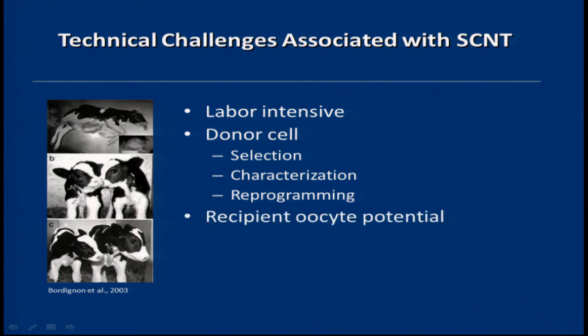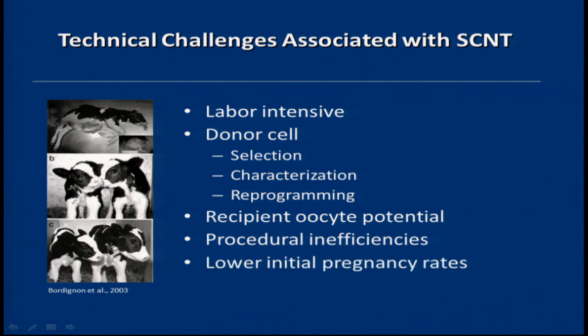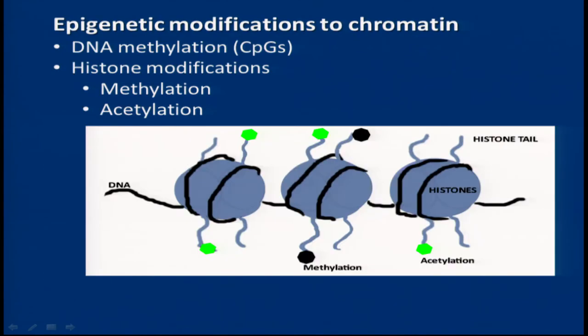The recipient oocyte potential, the recipient oocyte is basically a black box. It's really hard to pick out which is going to be the viable oocyte. There are a number of studies that are looking into this. But not all oocytes are equal. And then, of course, there's just various procedural inefficiencies, as you can imagine. This is pretty much all done manually. So the result is we have the low initial pregnancy rates and the gestational and neonatal loss.